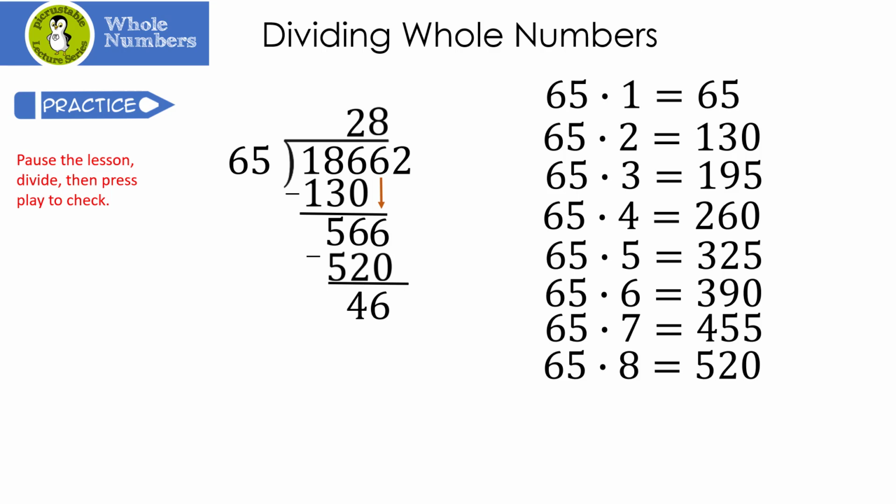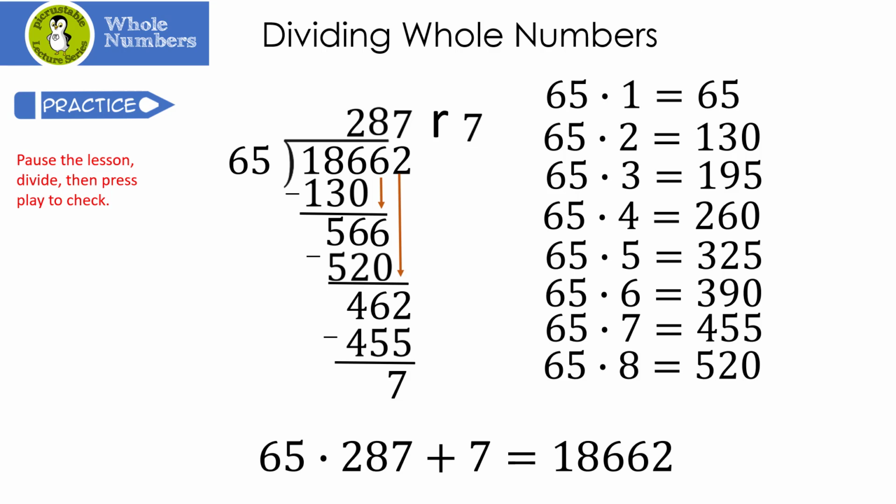We're going to bring down our 2, and we're going to look back at our multiplications. Which one is closest to 462? Well, that's going to be 65 times 7. So we're going to bring up our 7. We're going to subtract 455, and we end up with 7. 7 turns out to be our remainder.